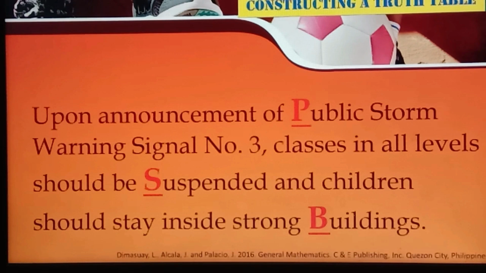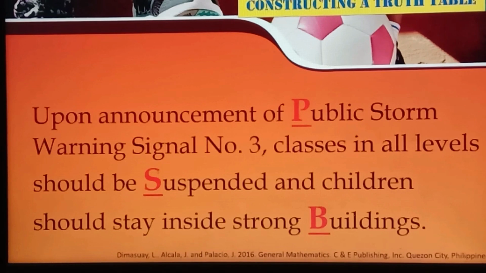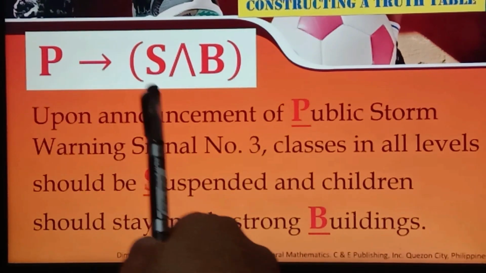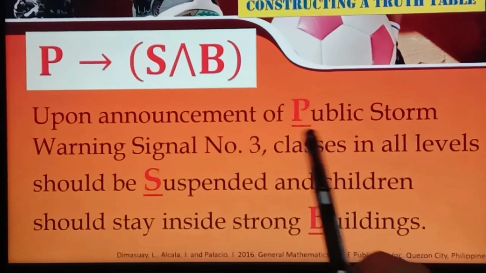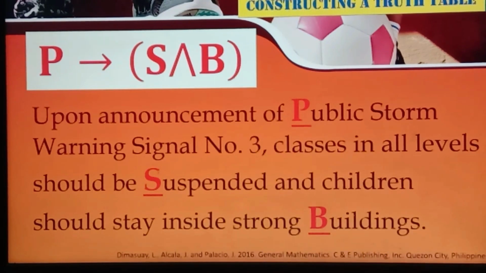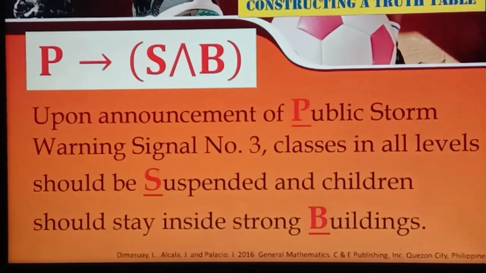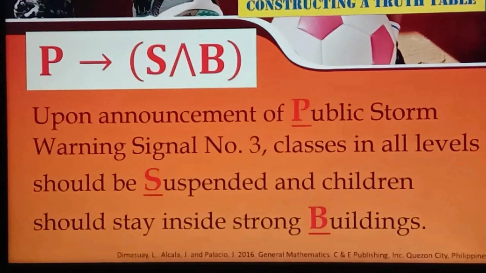But in this case, I have already given you the instruction that for this statement, you will be using P. Classes in all levels should be suspended would be S. Children should stay inside strong buildings would be B. Now, in this case, the symbol for this one is this one. So if P, then S and B. If you go back to the statement, this is the if statement. If there will be an announcement of public storm warning signal number 3, then the classes will be suspended in all levels, and the children should stay inside strong buildings. So that's why the S and B here are enclosed with parentheses, and the P is separated. So this is the if statement, then you have this statement here.